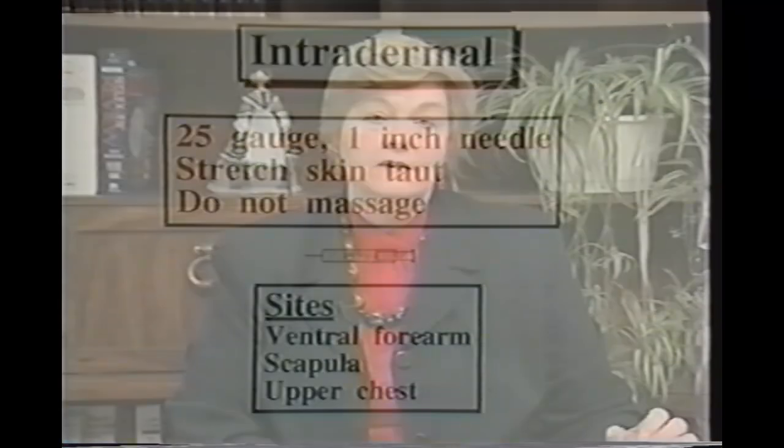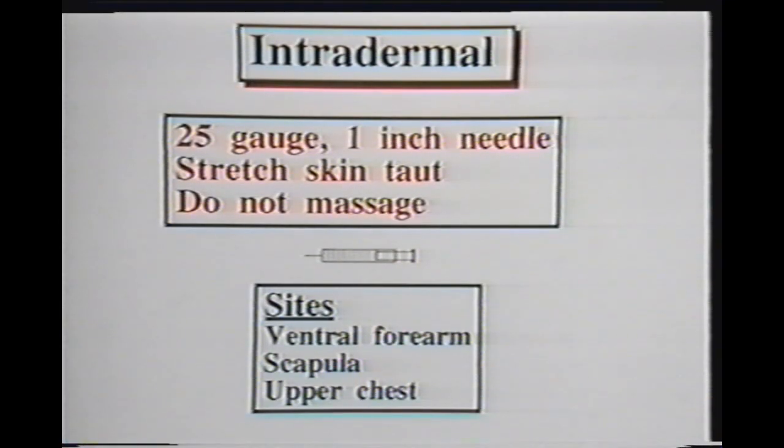Another type of injection that is sometimes given is intradermal. For this we use a 25 or even smaller gauge needle, usually 1 inch long or less. With an intradermal, we stretch the skin taut, and remember that we certainly do not want to massage an intradermal. This is used for things like skin tests. So your tuberculin skin test is intradermal.